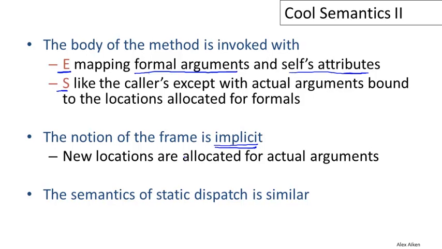Now, we didn't do the semantics of static dispatch, but it's extremely similar. The only difference is in how the class that we are going to be dispatching to is looked up. So in a static dispatch, you can name the class that you want to dispatch to, so there's one extra line to decide what class is being dispatched to in the formal rule, and you can look in the manual to see how that works.